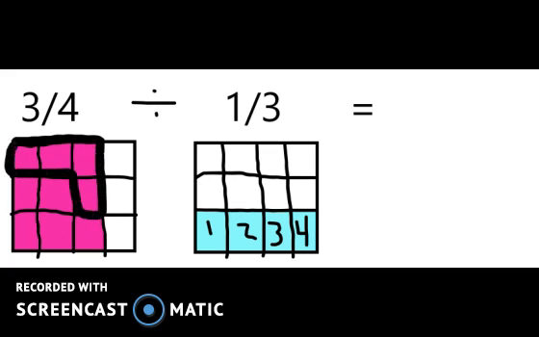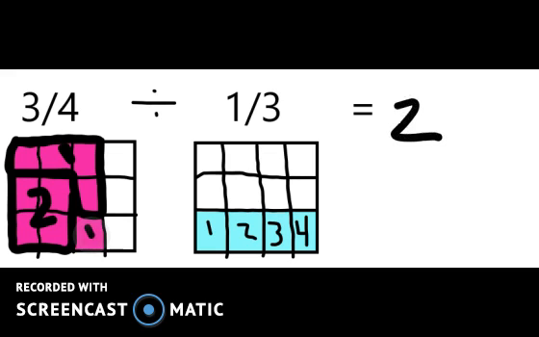There's a section that has 4 parts. So there's 1. And we've got 1, 2, 3, 4 parts here. So that's 2. So we have 2 whole. And then there's 1 little part here left, and that will be 1/4. So the answer to 3/4 divided by 1/3 equals 2 1/4.